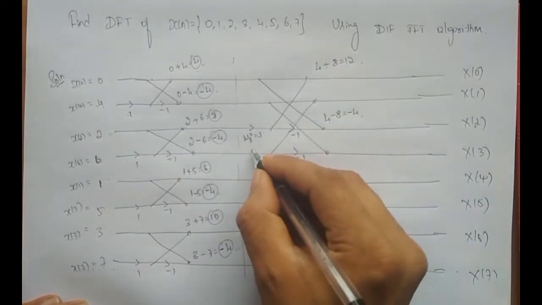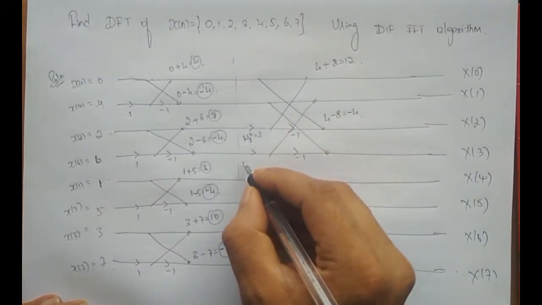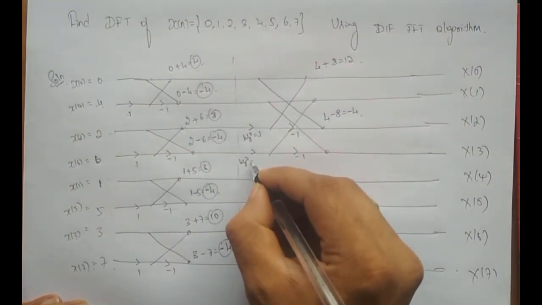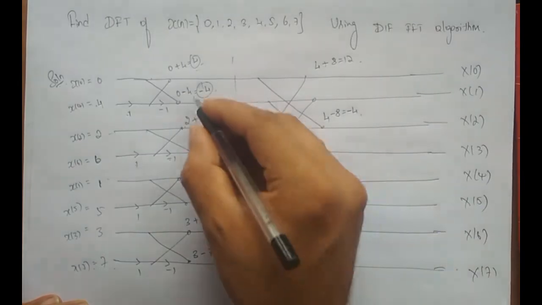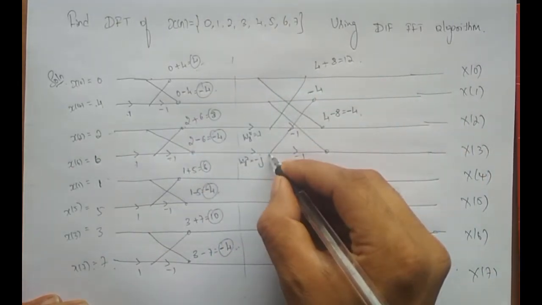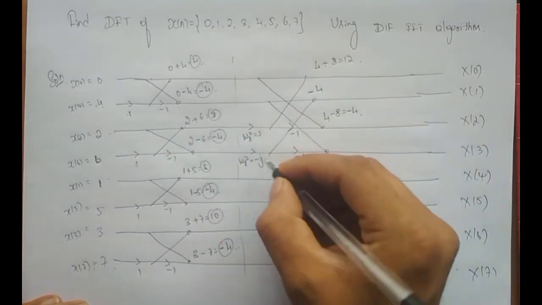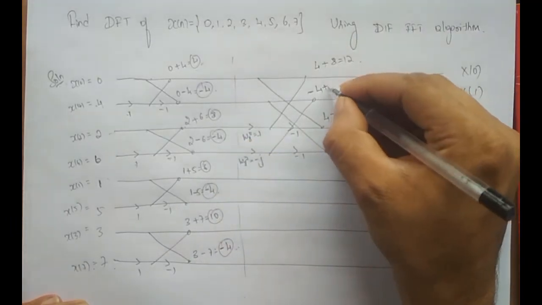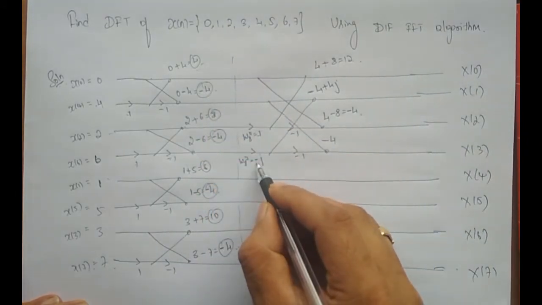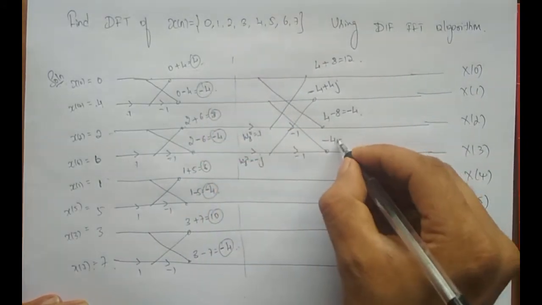So this is minus 1, and this is W8 power 1. Sorry, this is W8 power 2, and the value of W8 power 2 is minus j. Okay, so I have minus 4 coming here, added with minus 4 times minus j, which is equal to plus 4j, right? I have minus 4 coming here, subtracted with 4j, which is minus 4j.